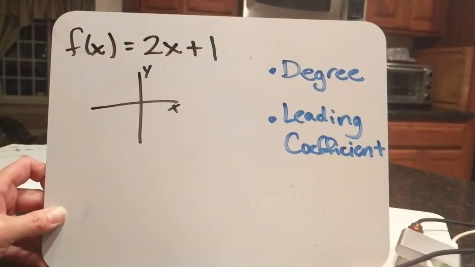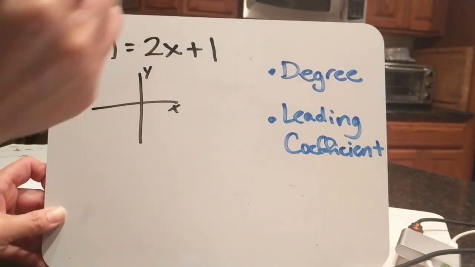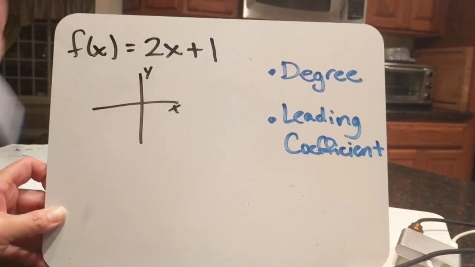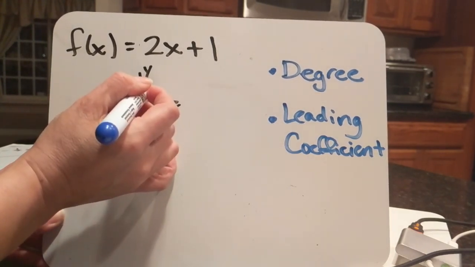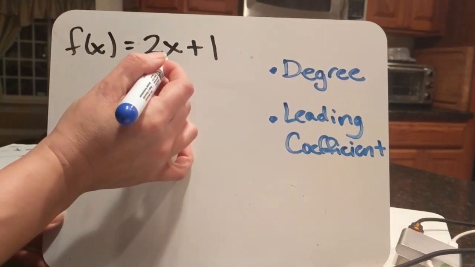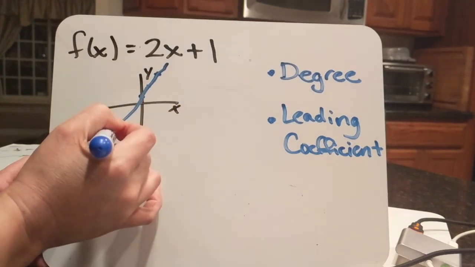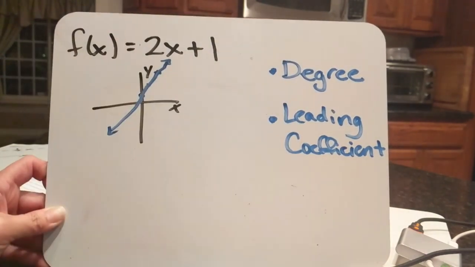So the first function we're going to look at is one that you can do in your sleep probably. So this one is going to cross at positive 1, and the slope is 2, so you go up 2 and over 1, up 2 and over 1, and there is my very rough sketch of this linear equation.